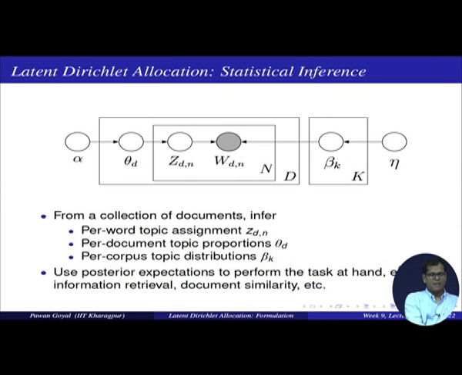Once I am able to infer all this, I can use it for, let's say, information retrieval, document similarity, and many other tasks. But the question is, once I am given these observations of the words, how do I infer all these probability values? There are different ways of doing that. We will discuss one such method in the next lecture. Thank you.